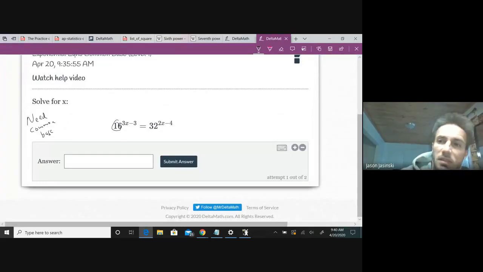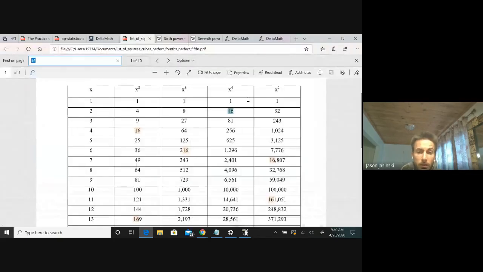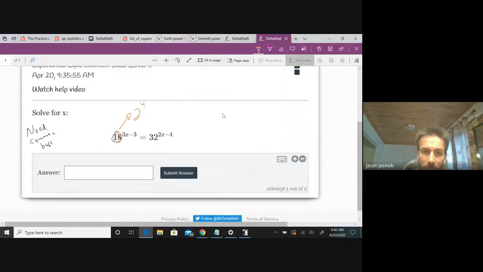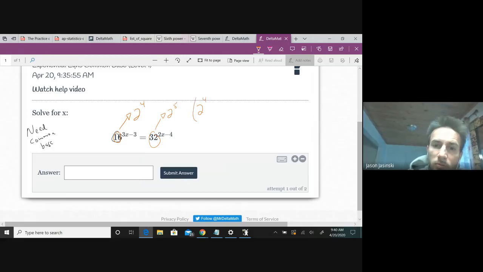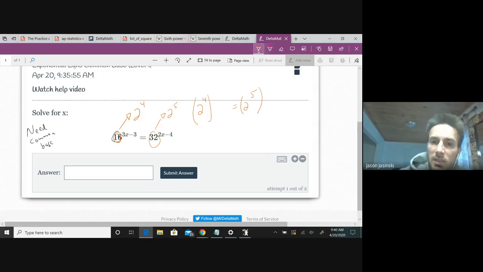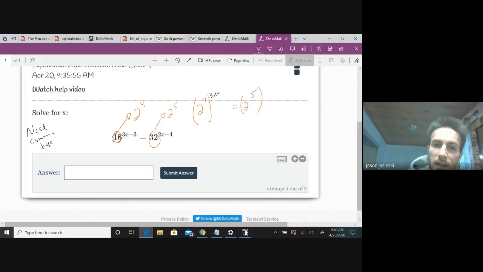So we're going to write 16 as 2 to the 4th. But then 32, we need to look up or use a calculator, or you might know this in your head. 2 to the 5th power. All right, so the rest is easy. We have 2 to the 4th, then we have the 2 to the 5th. So we now have a common base. Then the next step you would do is distribute the exponents.